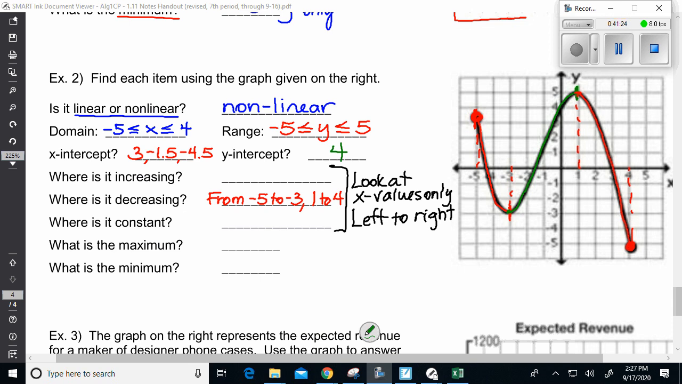Increasing. It started increasing here, stopped increasing there. So it started at negative 3 and it stopped at 1. From negative 3 to 1. Now, I'm a color code type person. That's why I put everything in different colors.